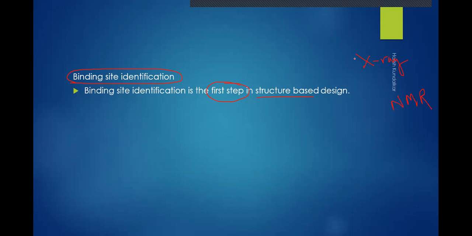X-ray crystallography gives us the advantage that it can give us the information of the binding site. Okay. And then once we know the binding site, we can select that for docking studies. But NMR solution structures, most of the time, do not give us the information of the binding site. So in this case, we have to predict which would be the possible binding site. Okay. But binding site identification is always the first step in structure-based drug design.